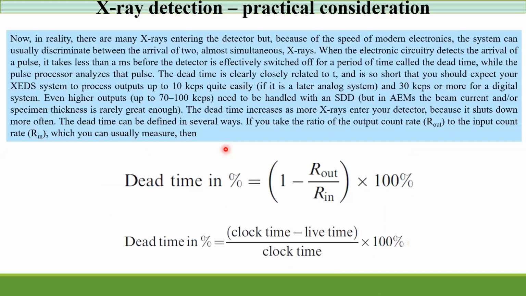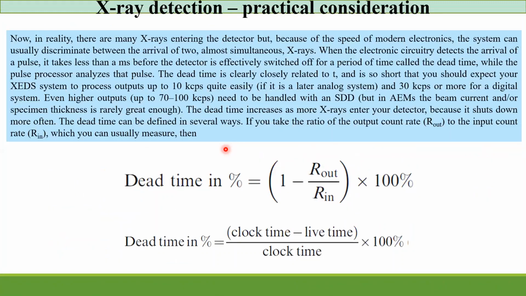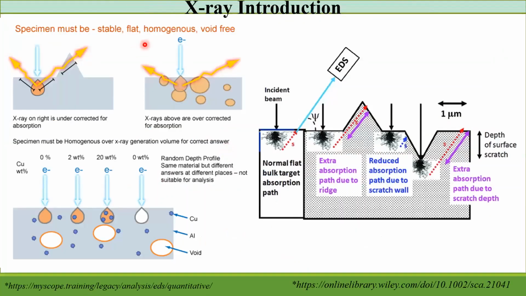So what are the practical considerations? I was talking about dead time already, but this is about TEM, so as of now I'm just leaving these words. This is some calculation related to how the system calculates the dead time. I'm going for the sample perspective now.